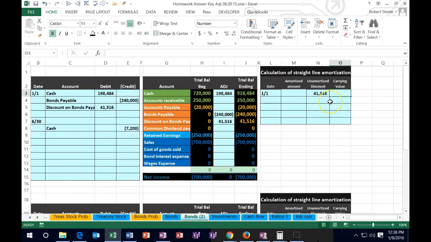The carrying amount of the loan equals the face amount, and remember we put that on for 240,000, minus the unamortized discount. So this is the face amount of the loan minus the unamortized discount. Carrying amount of 198,484. That's this minus this. Now we'll calculate the interest as of 6/30. Sometimes it's going to be easier to actually use a calculator because we'll have sub-calculations when we do that. Let me show you what I mean on this.